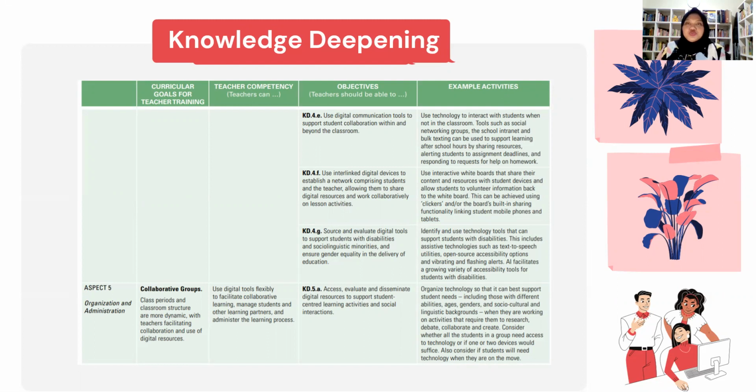Now we move on to the fifth aspect of knowledge deepening, which is organization and administration. In this aspect, the teacher should be able to assess, evaluate, and disseminate digital resources to support student-centered learning activities and social interactions by organizing technology so that it can best support student needs, including those with different abilities, ages, genders, and sociocultural and linguistic backgrounds when they are working on activities that require them to research, debate, collaborate, and create.